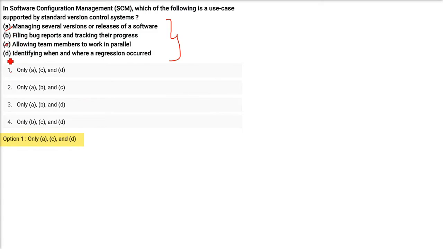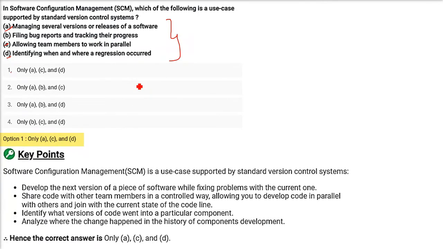SCM is all about change control. Changing. So managing several versions or releases of a software. This is true. Then we have the C, allowing team members to work in parallel. And then we have identifying when and where a regression is encountered. So in SCM, we develop the next version of a piece of software while fixing problems with the current one. We share code with other team members in a controlled way, allowing us to develop code in parallel with others and join with the current state of the code line. And then we identify what versions of code went into a particular component.